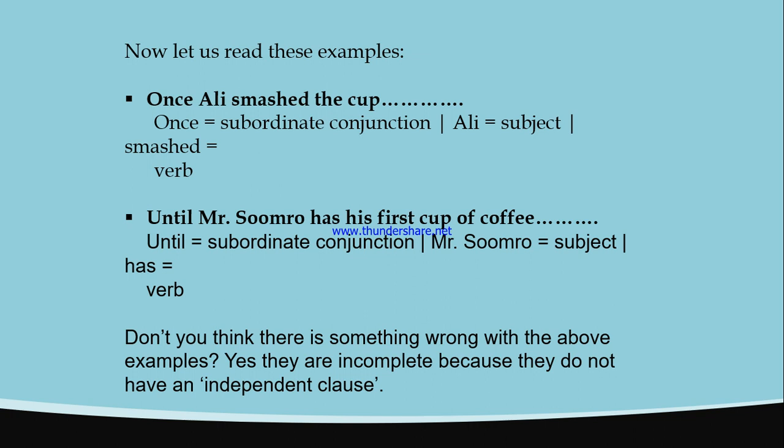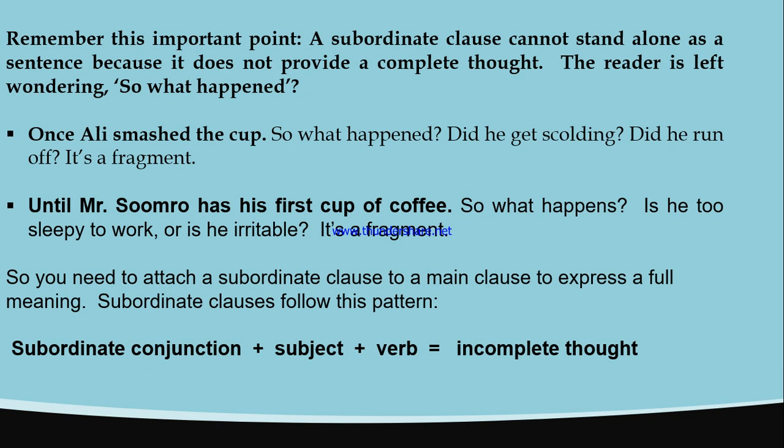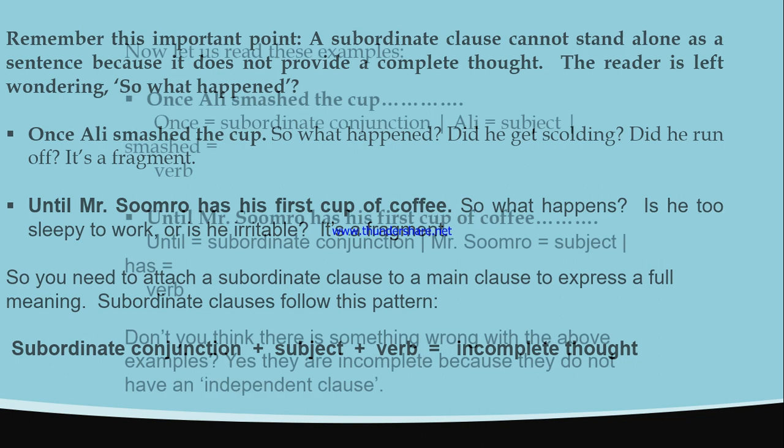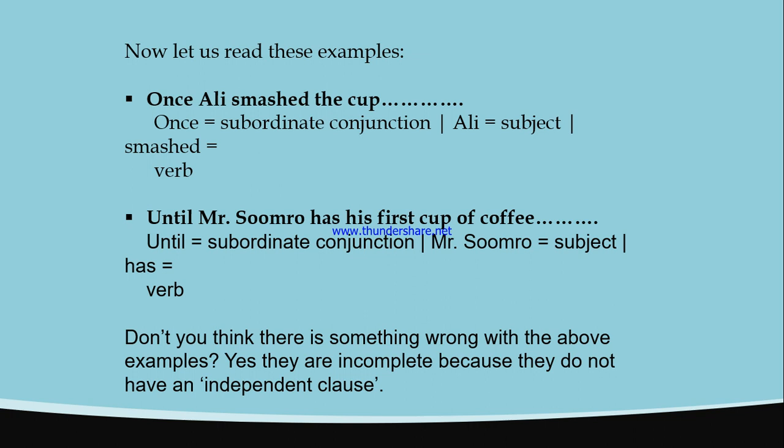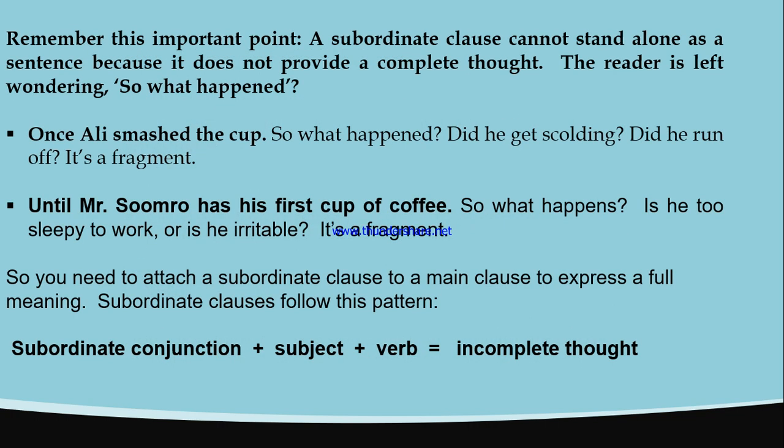What happened after that? Don't you think there's something wrong with the above examples? Yes, they are incomplete because they do not have an independent clause. Dependent clauses need some more words to give the complete meaning. Remember this point. A subordinate clause cannot stand alone as a sentence because it does not provide a complete thought. These two subordinate clauses need independent clauses to give a complete meaning. This is what they are telling you.